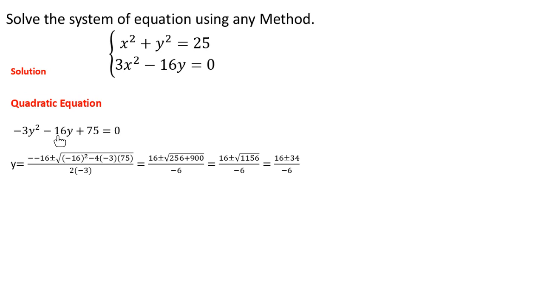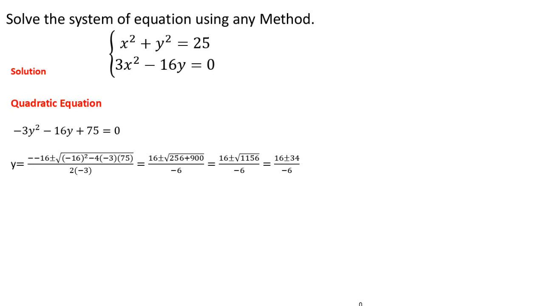I get negative b, which is -16, plus or minus the square root of b squared, in this case -16 squared, minus 4 times a, which is -3, and c, which is 75. So if we simplify, negative and negative is +16. Negative 16 squared gives me 256. And negative 4 times negative 3 times 75 comes out to 900. So if I add what's inside the radical, I end up with 1,156. So the square root of 1,156 is going to be 34.